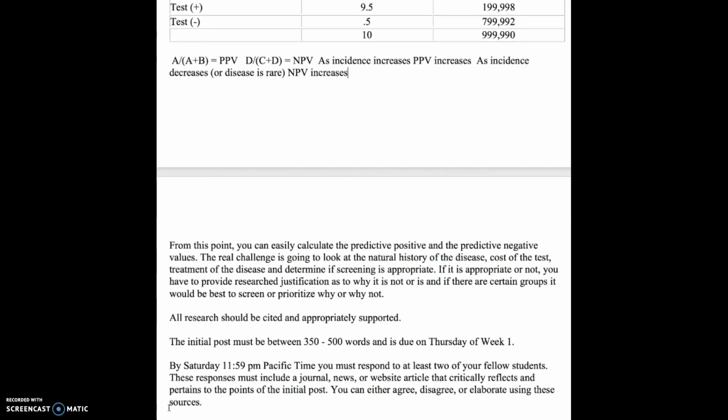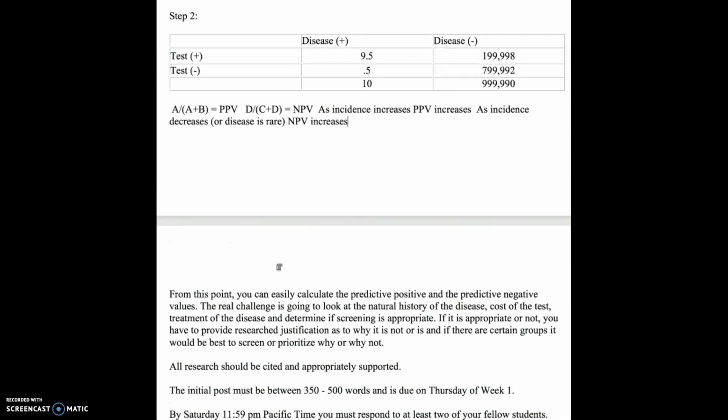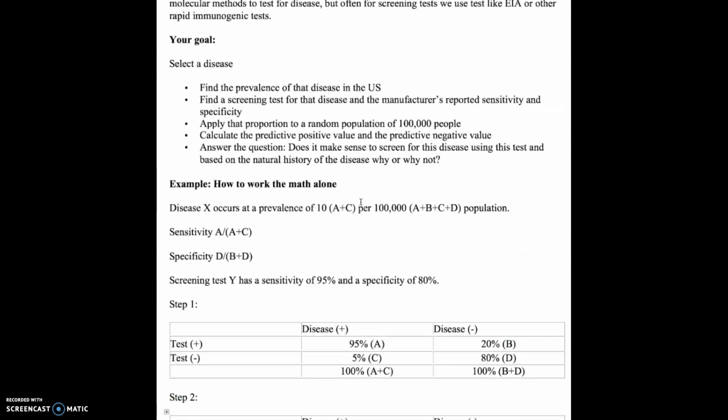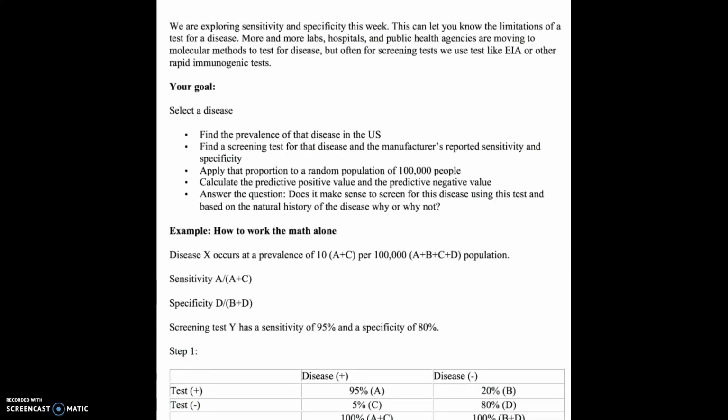All right, and so this is the rest of the prompt. From this point, you can easily calculate the positive predictive and the negative predictive values. The real challenge is going to look at the natural history of the disease and cost of the test to determine if screening is appropriate. And so you will have to make sure that you have all research cited. You'll have to show all of your work in step 1 and step 2. So what I'm going to do now is stop the screencast recording and make this available on YouTube so you can re-watch this, and then we'll start answering questions.